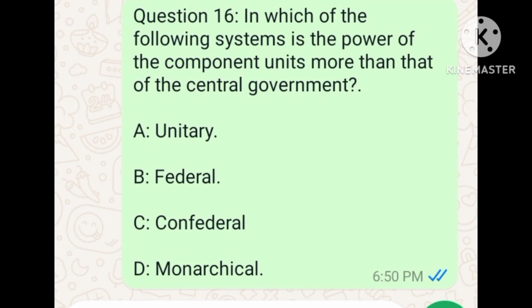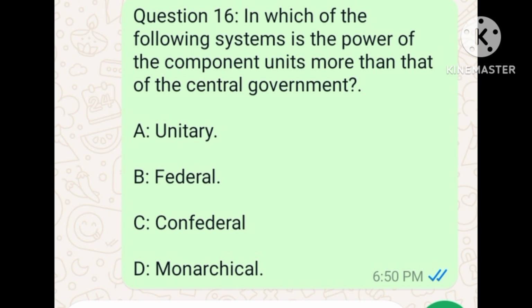The next question is question number 16. The question is, in which of the following systems is the power of the component units more than that of the central government? In the options, we have unitary, option A, federal, option B, confederal, option C, monarchical, option D.